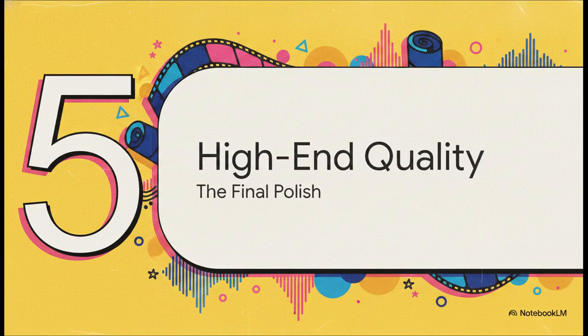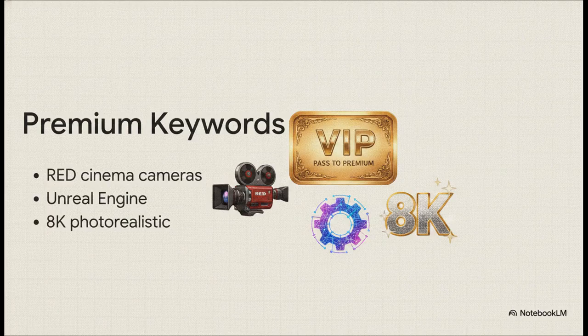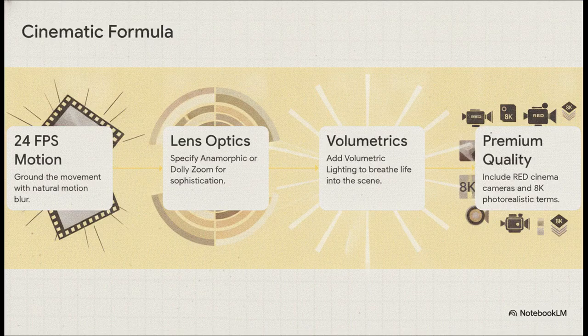And that brings us to Section 5, Achieving High-End Quality. So, the crucial point here is stacking these exact keywords in your prompt: Red Cinema cameras, Unreal Engine quality, and 8K photorealistic. Now, why these specific words? Well, in the AI's massive training data set, these terms are intrinsically linked to the absolute highest tier of professional color grading, razor-sharp resolution, and impeccable CGI rendering. You're essentially using these keywords as a VIP pass. You're telling the AI to bypass all that amateur, smartphone quality data and exclusively pull from its most premium, high-fidelity visual libraries.